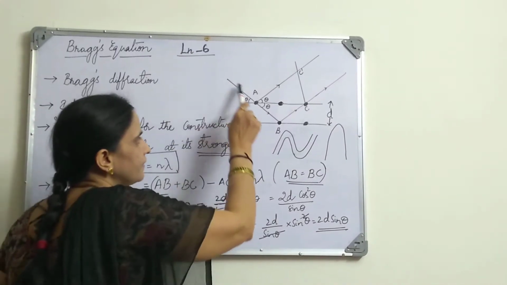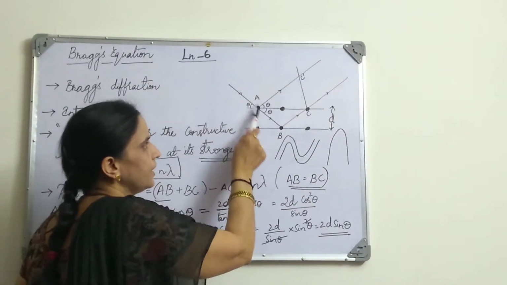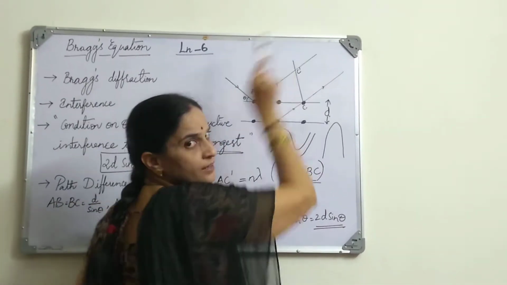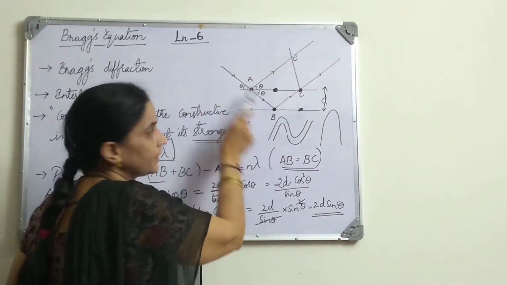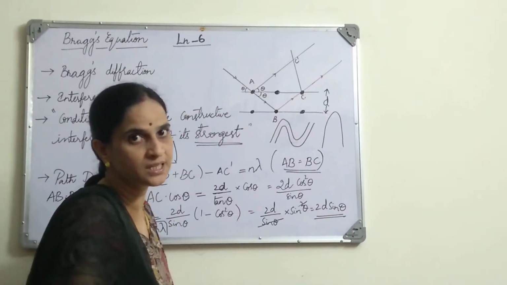And suppose in this particular crystal structure, at an atom A, an X-ray is incident. It takes a diffracted path this way, and with the same wavelength, an X-ray lands at B and it takes a diffracted path this way.